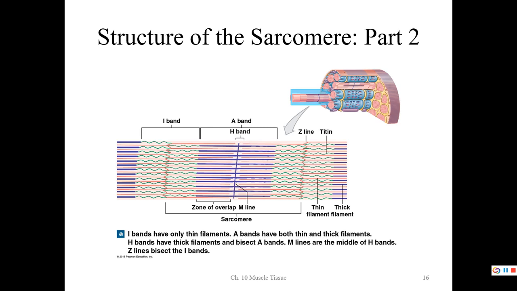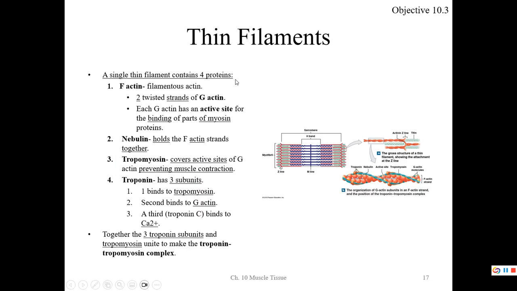So this is a drawing of the sarcomere here. Now, let's look at the thick and thin filaments. What we're going to look at first is your thin filaments. They are made up of 4 proteins. One is F-actin, which stands for filamentous actin. It's 2 twisted strands of globular actin, or G-actin. The G-actins have an active site for myosin to bind to.